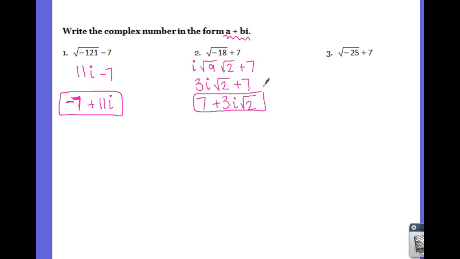25 is a perfect square. The negative turns to an i. So you get 5i plus 7. But we like a plus bi, so we write 7 plus 5i.